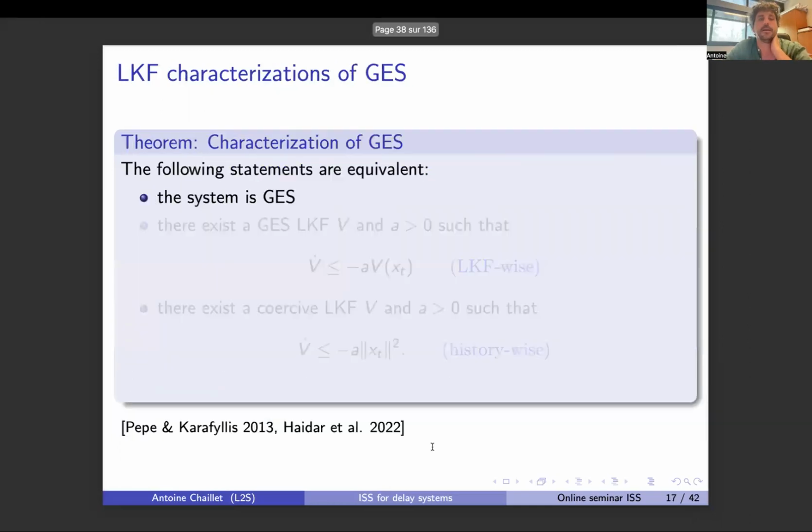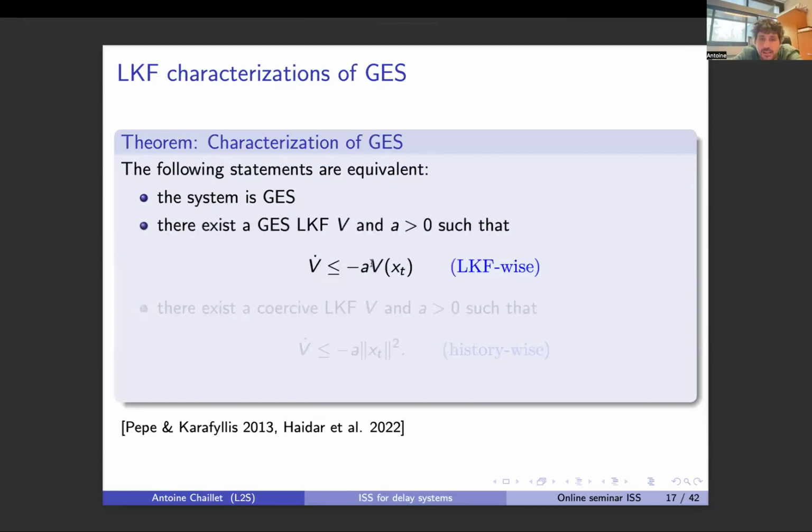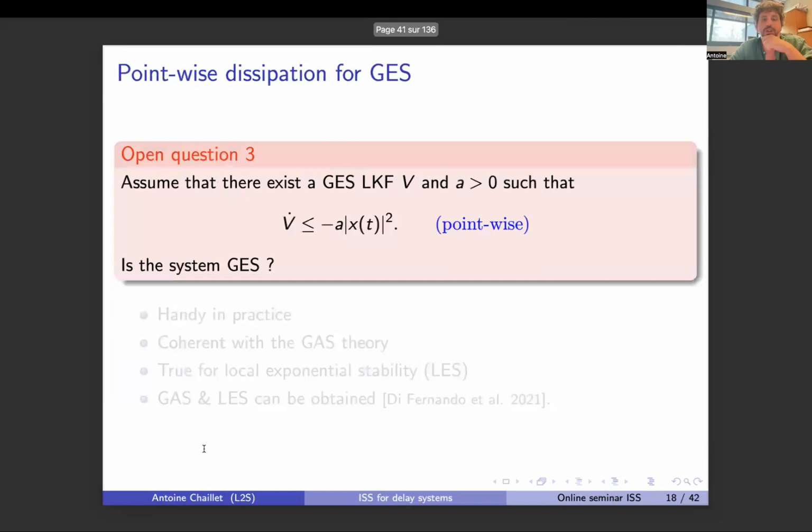Okay. Based on this, I have this characterization of global exponential stability. Having GES is the same as having an LKF-wise dissipation for a GES LKF, meaning V dot smaller than minus a constant times V itself, or having a coercive LKF that dissipates in terms of the whole history norm, meaning minus a times the norm of x_t squared. Okay, and you can find these results in the papers by Pierdomenico and Yasson or Haidar in 2022. But what's missing in this statement is the pointwise characterization that we had for global asymptotic stability.